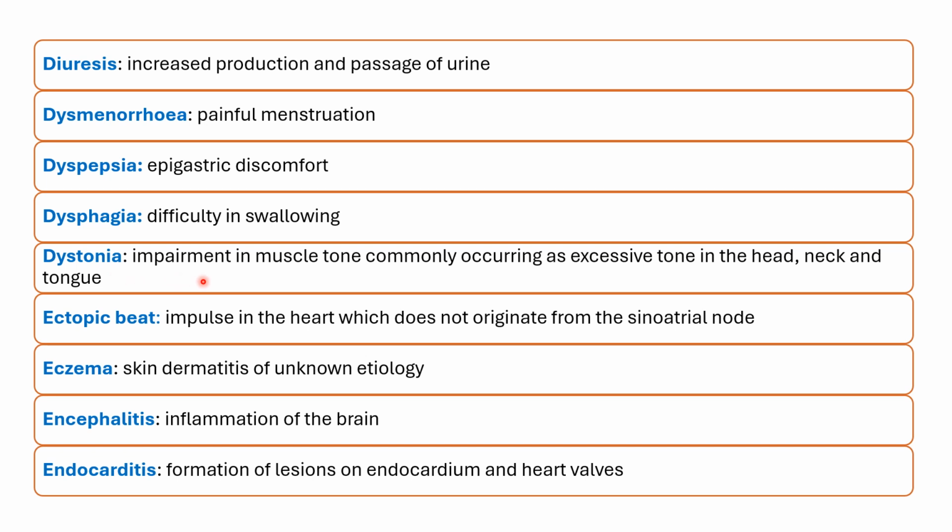Dystonia means impairment in muscle tone commonly occurring as excessive tone in the head, neck, and tongue. Ectopic beat means impulse in the heart which does not originate from the sinoatrial node. Eczema means skin dermatitis of unknown etiology. Encephalitis is the inflammation of the brain. Endocarditis means formation of lesions on endocardium and heart valves.